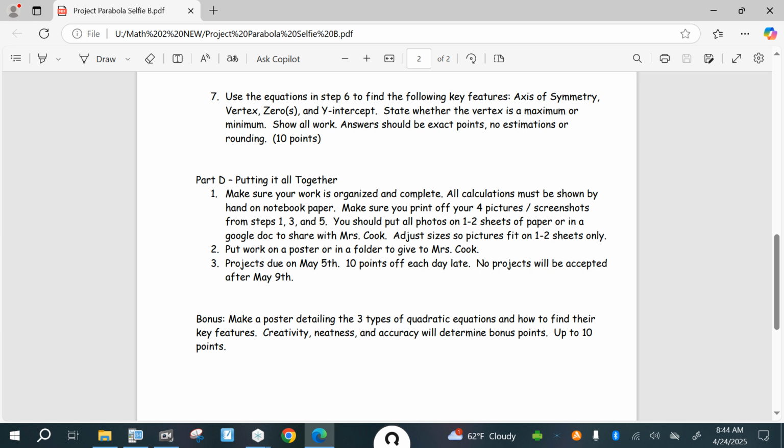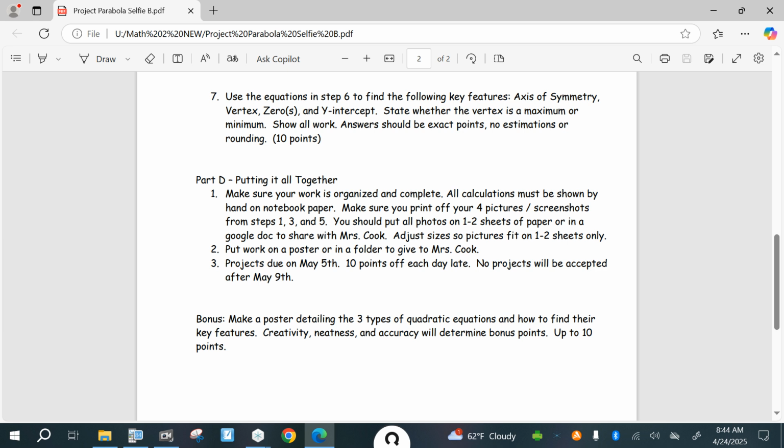Then you're going to put your work either on a poster board if you want, or you can just put it in a folder and give it to me. I don't want you to staple them because I need them separate to kind of go back and forth from the picture to the graph. So either get a folder or put it on that poster board. Again, projects are due May 5th, 10 points off each day late. No projects will be accepted after May 9th.